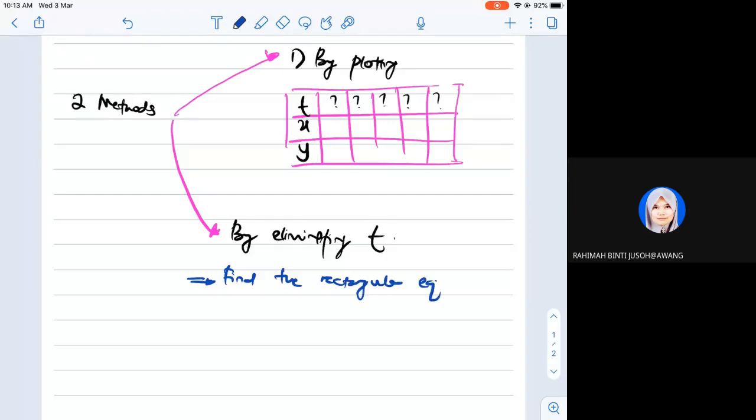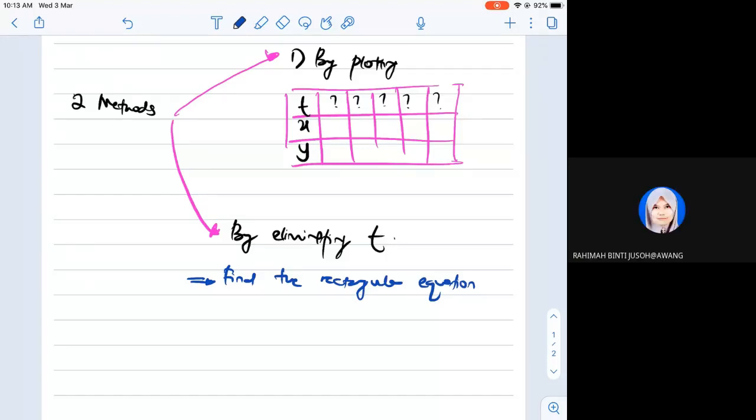Rectangular equation. A student WhatsApped me yesterday: Doctor, what's the difference between plotting and eliminating t? It's like this, guys. In your test or quiz, it's up to you whether you want to use plotting or eliminating t. However, if the question asks you specifically to use eliminating t, then you have to use eliminating t. Understand, guys?